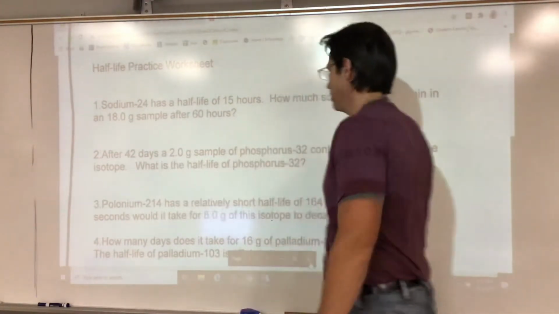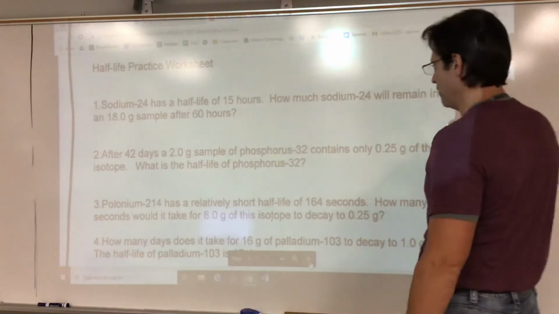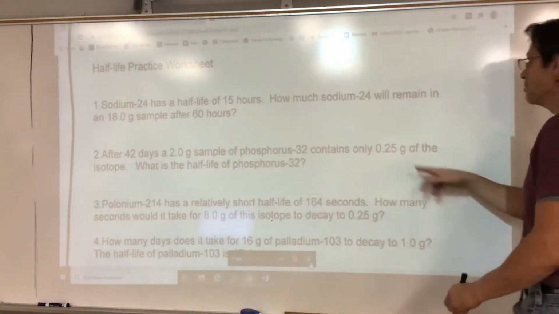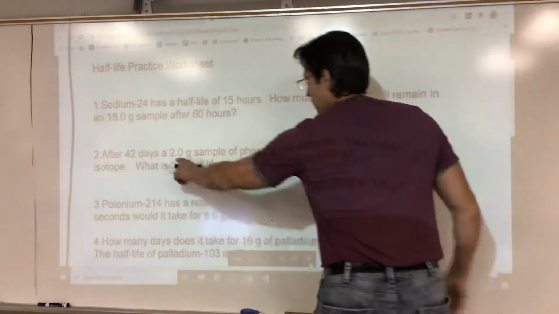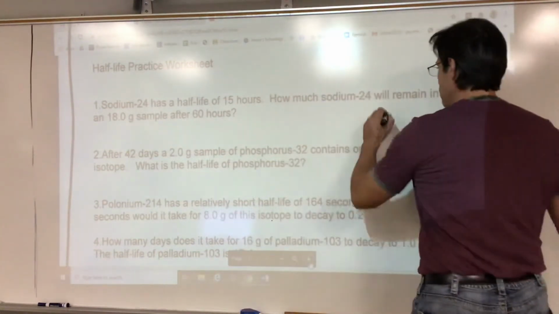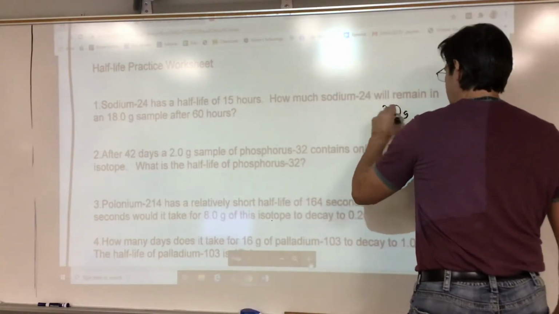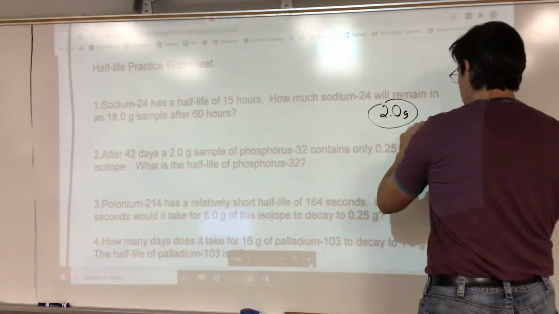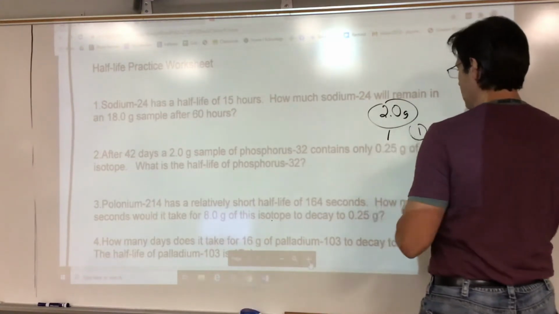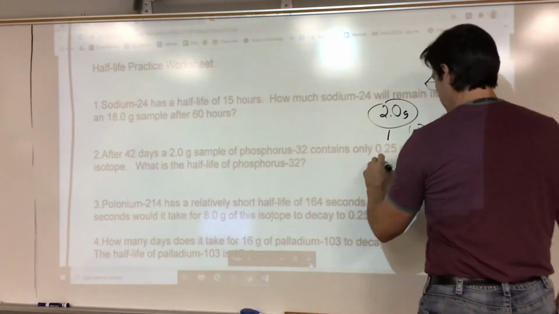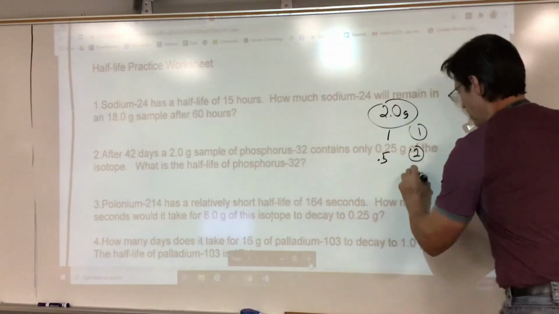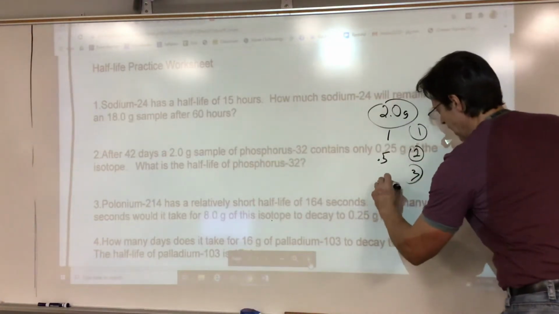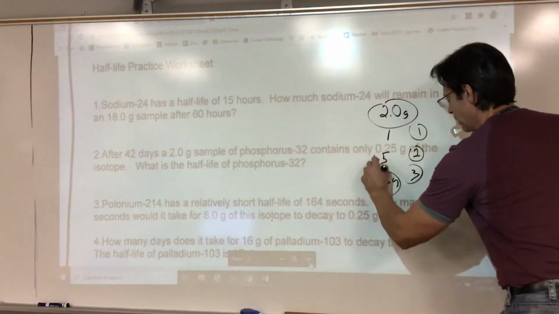After 42 days, a 2 gram sample of phosphorus 32 contains only 0.25 grams. So for 2 grams, let's just figure that out. If I got 2 grams, 1 half-life gives me 1 gram. 2 half-lives gives me 0.5 grams. 3 half-lives gives me that 0.25. So that's what I have left here.